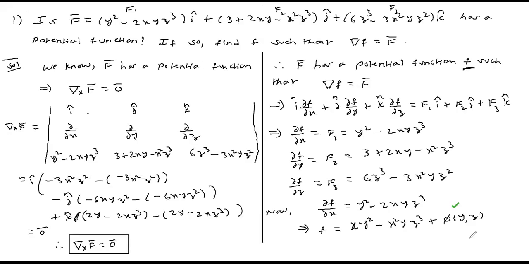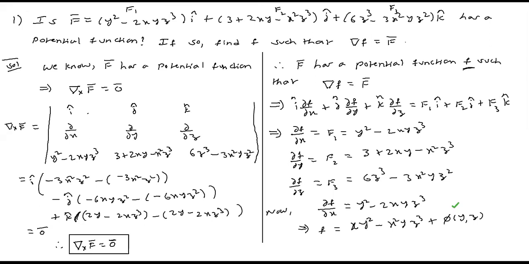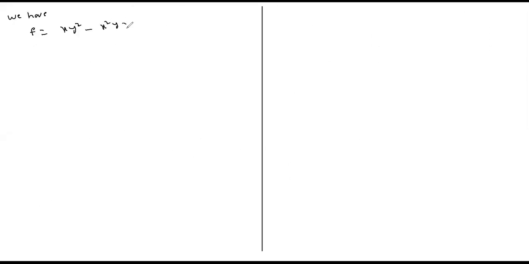So what we have now is f equal to, can you tell me that function? xy square minus x square y z cube, plus some function of y and z. Now I will differentiate this with respect to y. If I differentiate this with respect to y, what do you get?